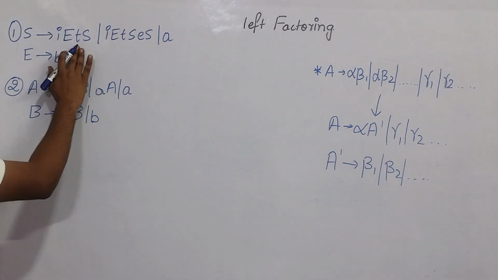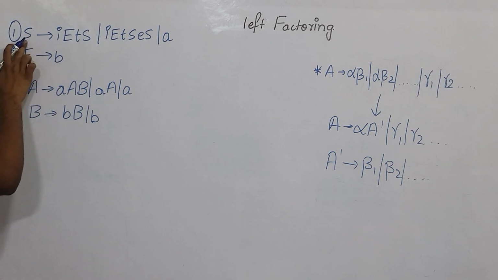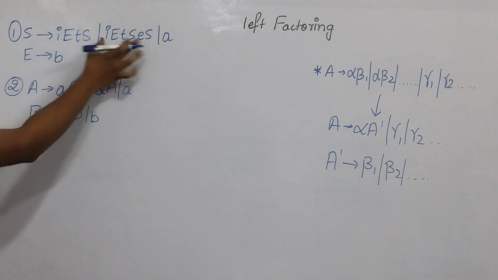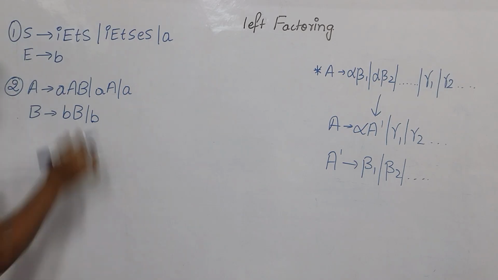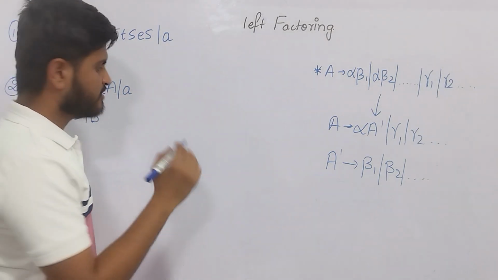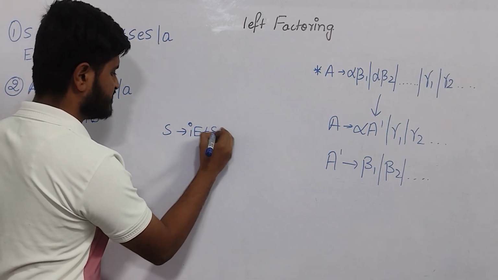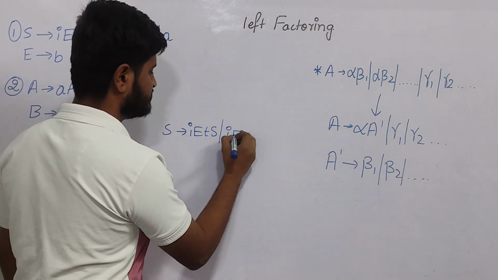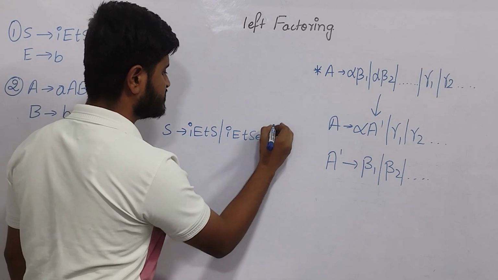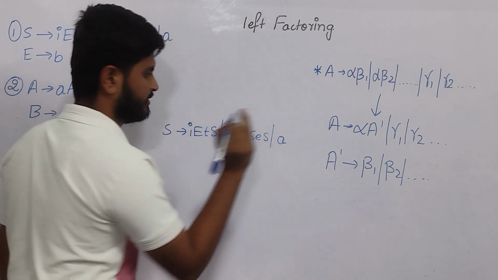Now let's go with the first question. What is the first production? S is the production which is producing three separate productions. First I will write it: S produces iEtS | iEtSeS | e.